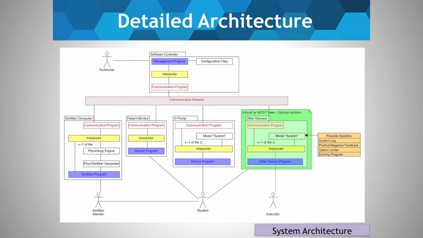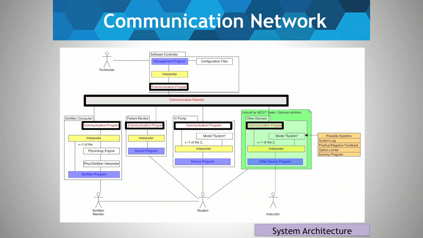What we have here is a detailed illustration of our architecture. This covers each individual component of all of the devices that we're currently including in our system. First and foremost is a communication network that we will be communicating through using the communication programs, which are completely identical across each of the devices, so that if a new device needs to be added, it just needs to incorporate that communication program and it can be made as quickly as possible.